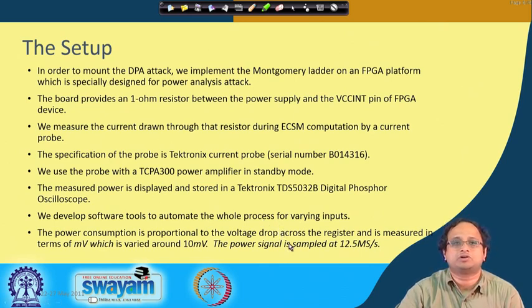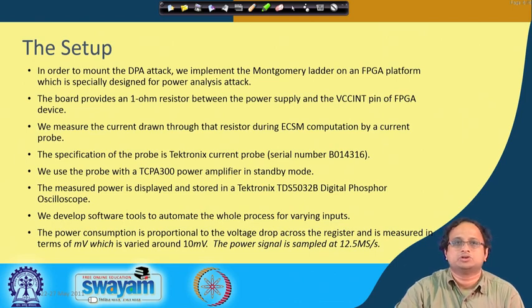Now the power consumption is proportional to the voltage drop across the resistor and is measured in terms of millivolts, which varies around 10 millivolts, and the power signal is also sampled at a high sampling rate of something like 12.5 megasamples per second. In our current setup, we essentially sample at an even higher sampling rate.